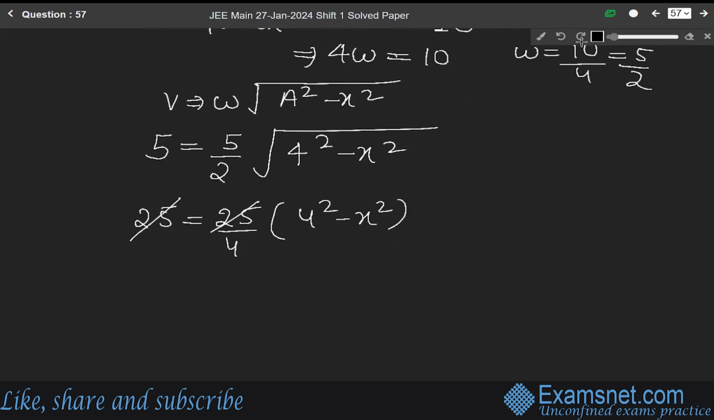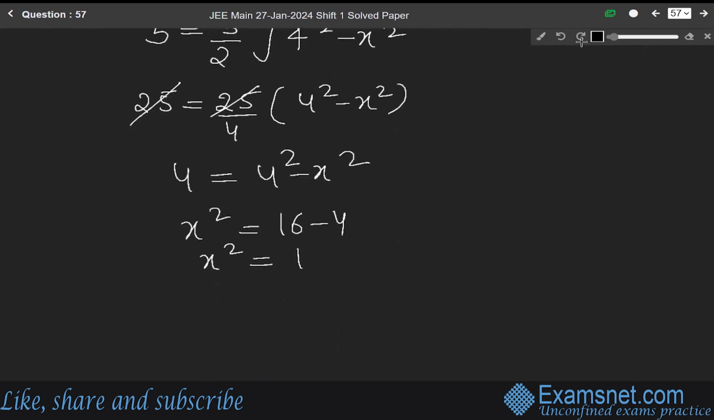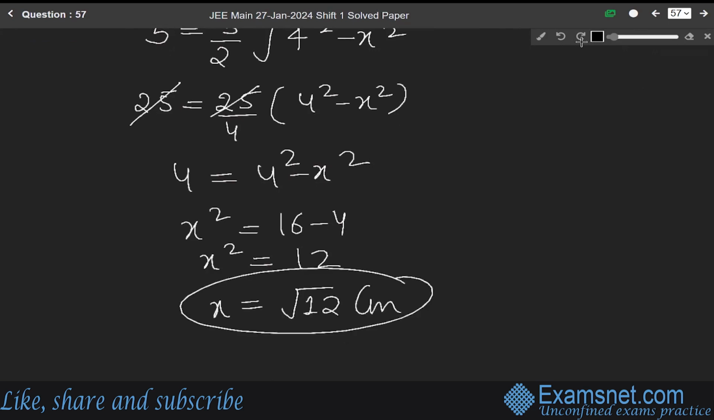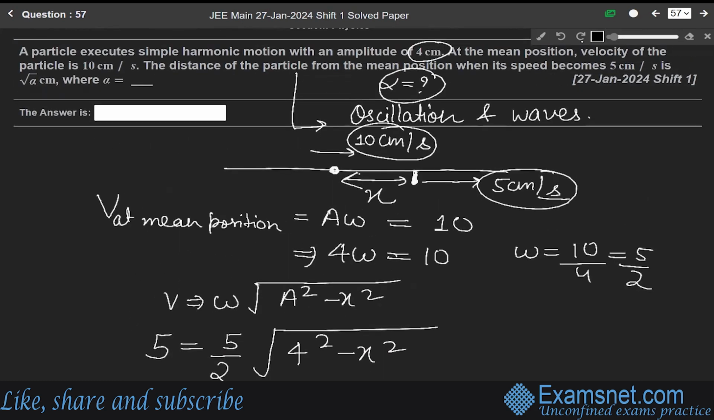So 25 cancels out each other. So 4 will be equal to 4 square minus x square. So x square will be equal to 16 minus 4. x square equals 12. So x will be equal to under root of 12 centimeter. Okay, so the value of this alpha is 12.